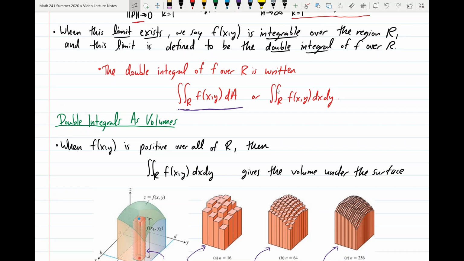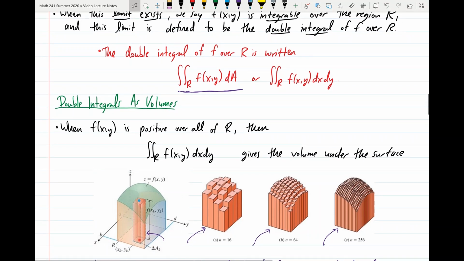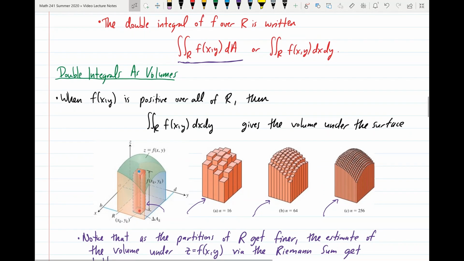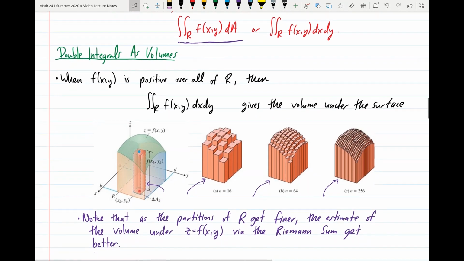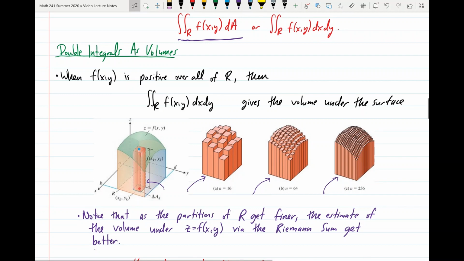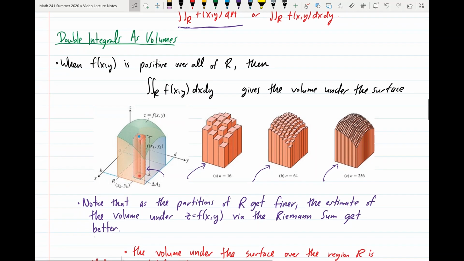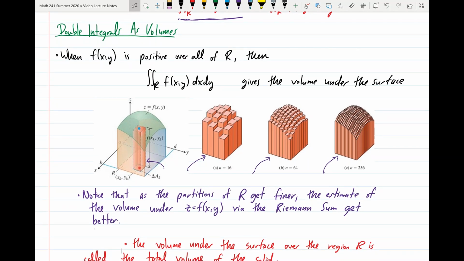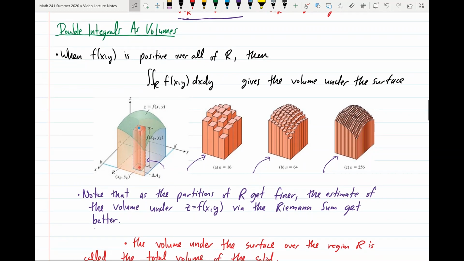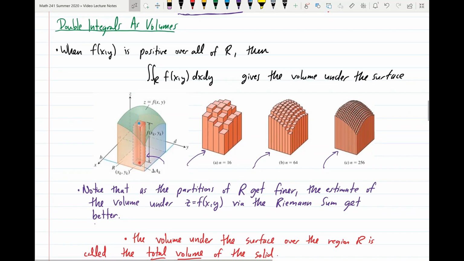All right, so now that we've built up the definition of the double integral, I do want to talk about a little bit more of the intuition for the double integral. So viewing the double integral as the volume under a surface. So if we have a function in two variables, f of xy, and that function is positive over all of some rectangular region R in the plane, then the double integral of f of xy over the region R will give the volume under the surface given by z equals f of xy.